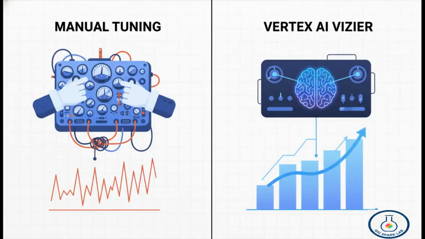Now, you could spend weeks, maybe even months, trying to manually tweak every single one of those knobs to find the perfect combination. Or you could use a service called Vertex AI Vizier. It's basically an automated world-class pit crew for your model. It intelligently runs thousands of experiments for you to find that perfect race-winning setup.